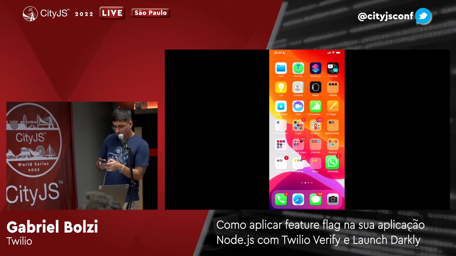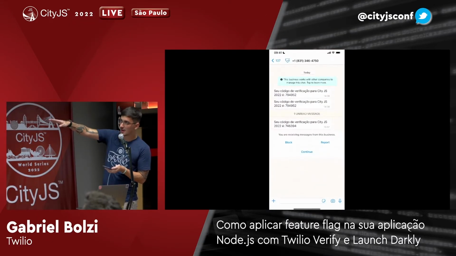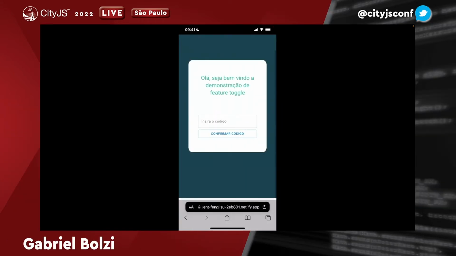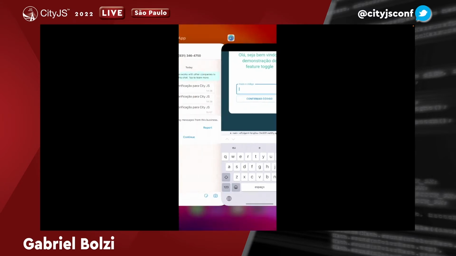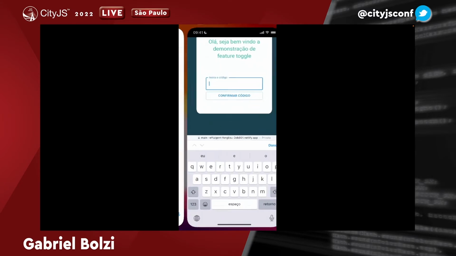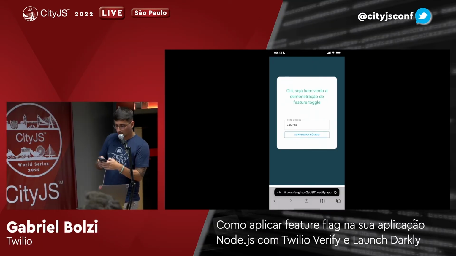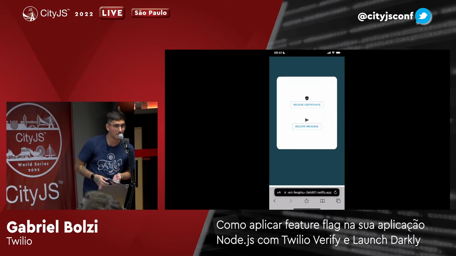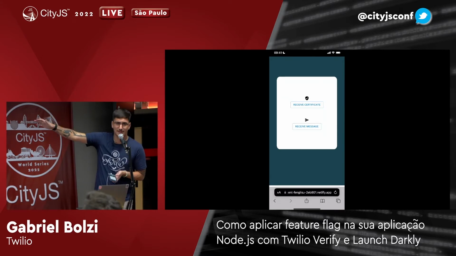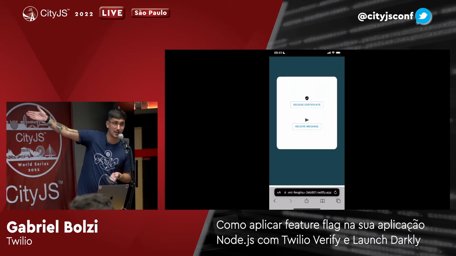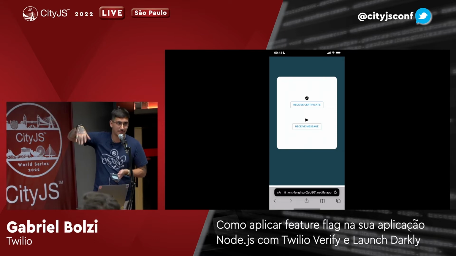I'll go to my WhatsApp. Okay, so I received a verification code. I'll just fill it on the browser. Okay, cool. So yeah, right now it's working. So you guys can see that's basically my demo. If you guys log in, you can receive a certificate that you participated in the demo, and also receive a message if you want to play around with WhatsApp.